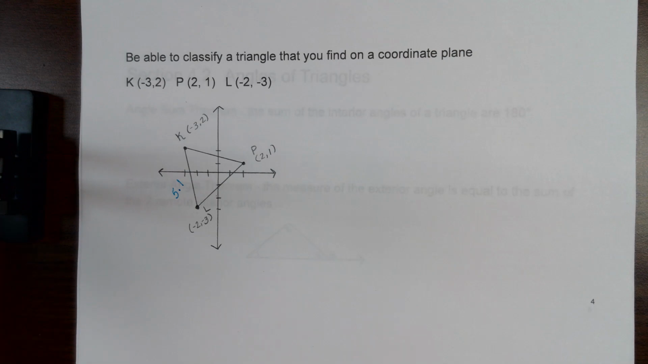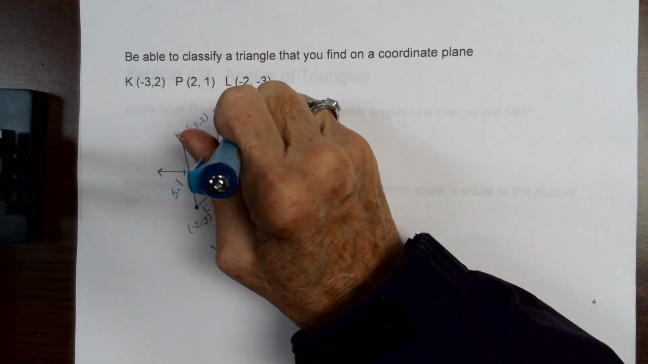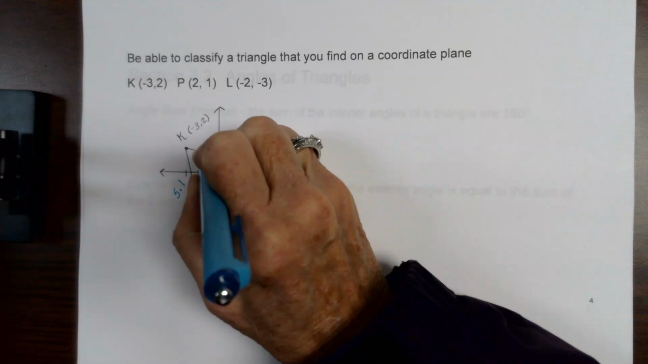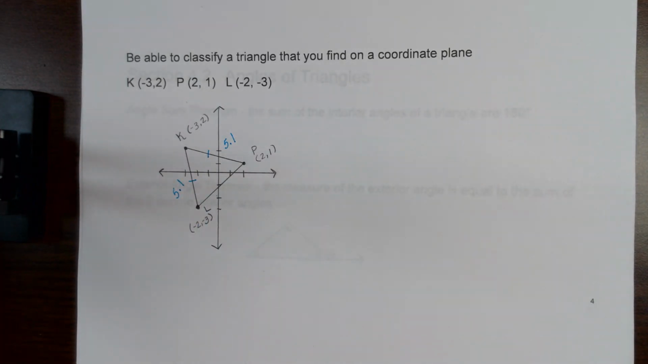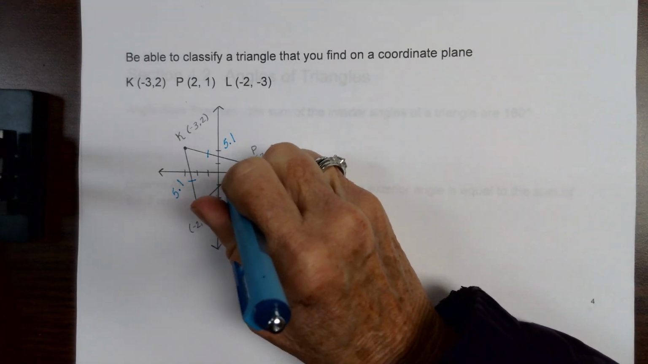Then I'm going to do my next one. So between K and P, so I have a negative 3, a 2, a 2, and a 1. And this is also going to give me 5.1. So right now, those two sides are congruent. Let's check the third side. Negative 2, negative 3, 2, and 1. And that is a 5.7.